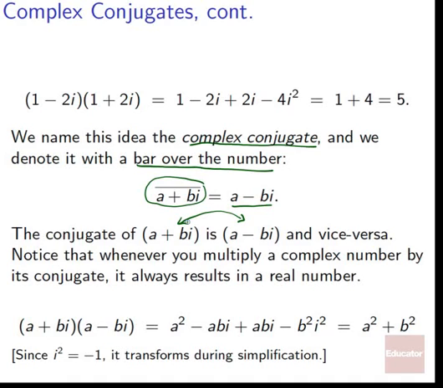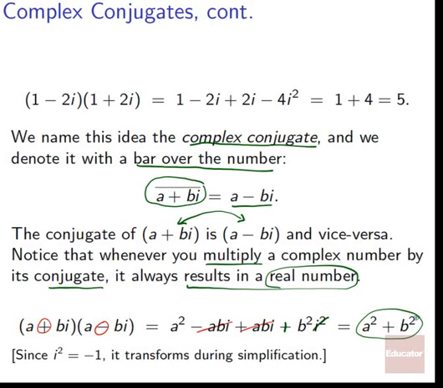Notice that whenever you multiply a complex number by its conjugate, it always results in a real number. So by multiplying with a conjugate, we can get rid of imaginary things. So multiply by a conjugate, you always get a real number out of it. So let's look at that. A plus bi times a minus bi, we get the a squared, and we'll get minus abi plus abi, right? Plus here, minus here. Those cancel out. i squared is a negative 1, so that causes that to become a plus. So we'll wind up with a squared plus b squared, no i.